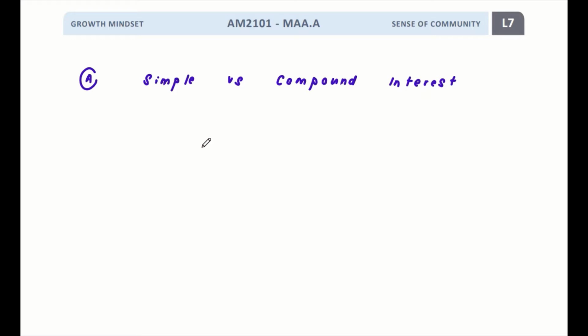So when we talk about loans, investment, and annuity, no matter which account we are looking at, basically we are using the calculation for compound interest.